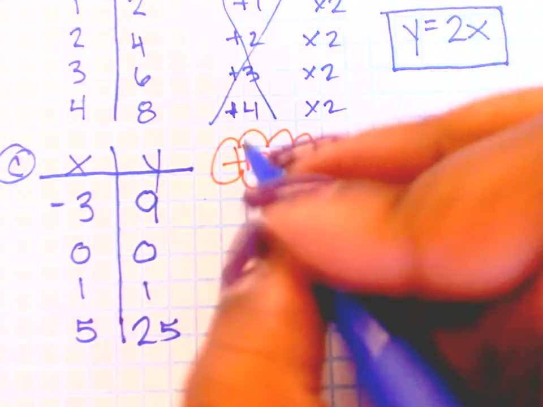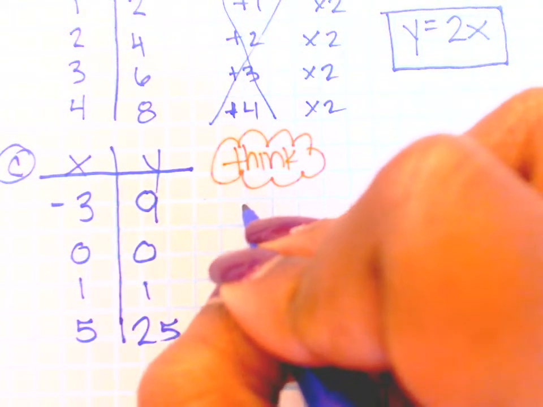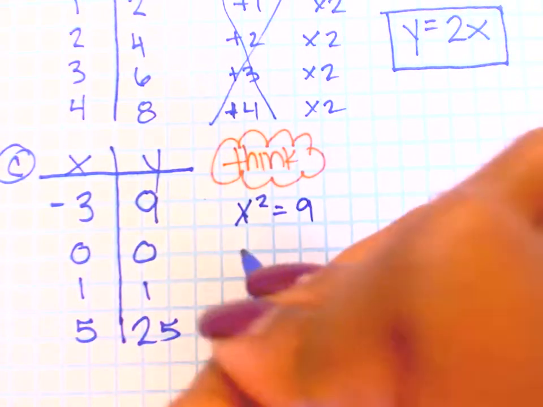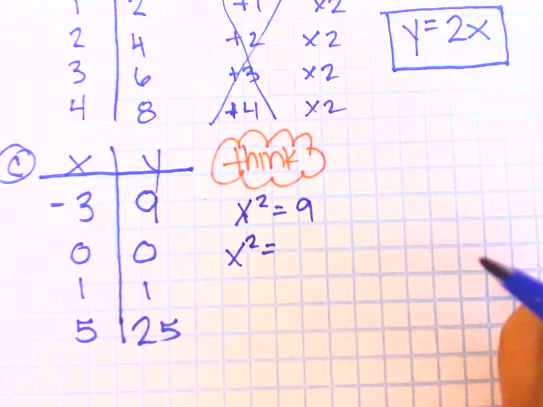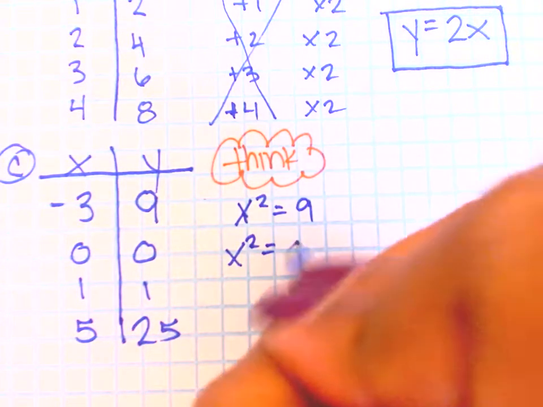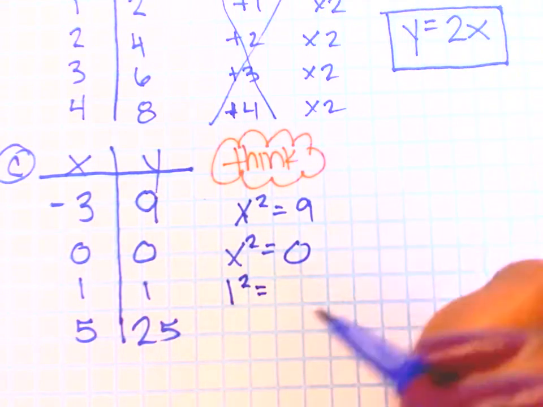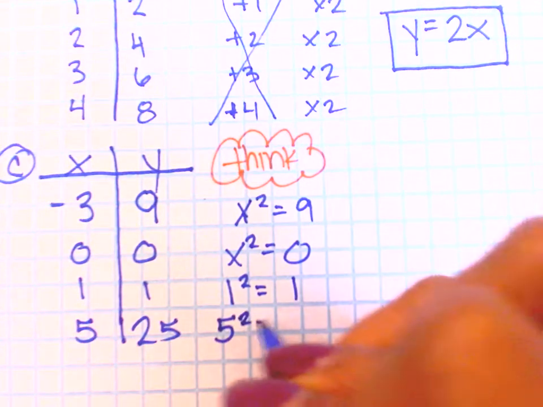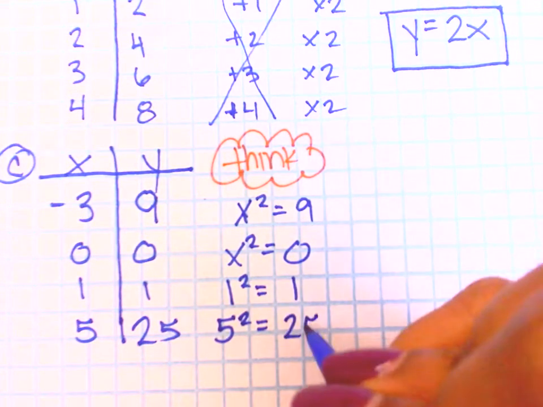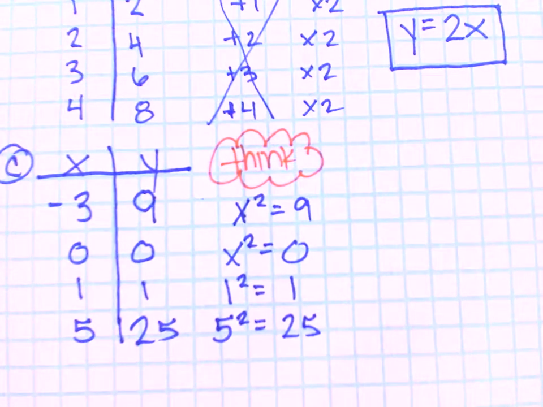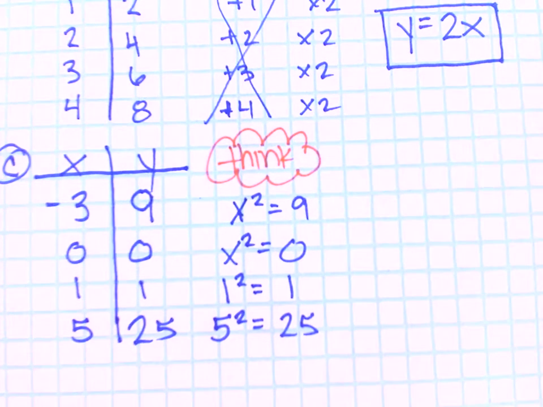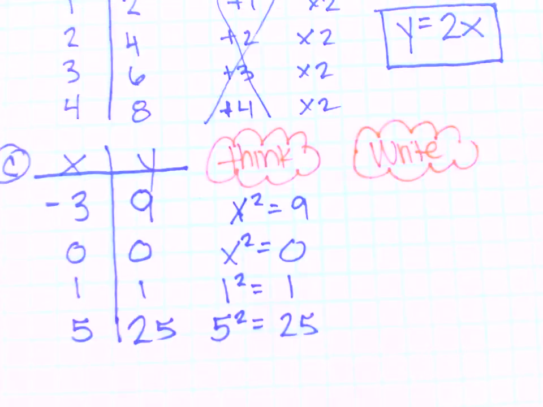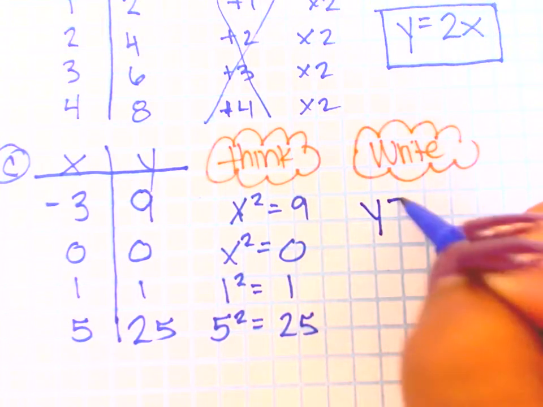I'm going to try. So, let's see, if x squared, so -3 squared is 9. Well, that works. 0 squared, 0 times 0 is 0. That works. 1 squared, 1 times 1 is 1. That works. So far, so good. 5 squared, 5 times 5 is 25. So I found my rule. My rule is y equals x squared.